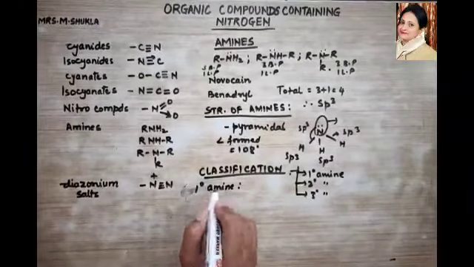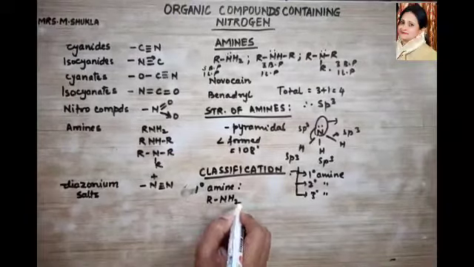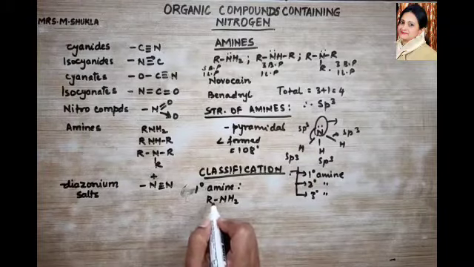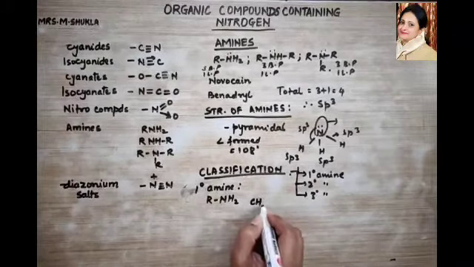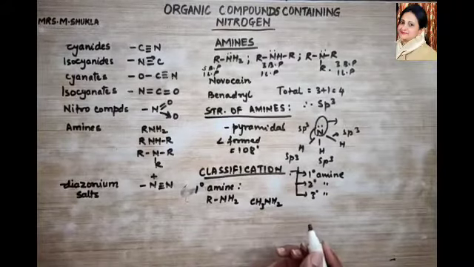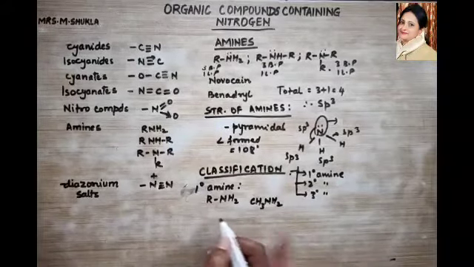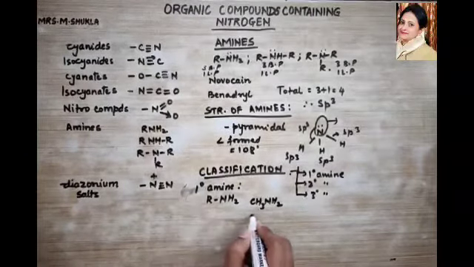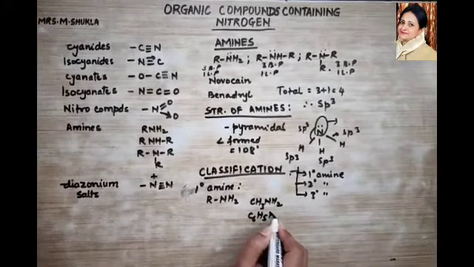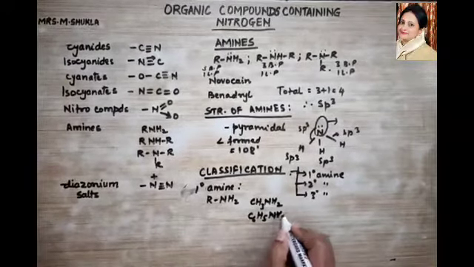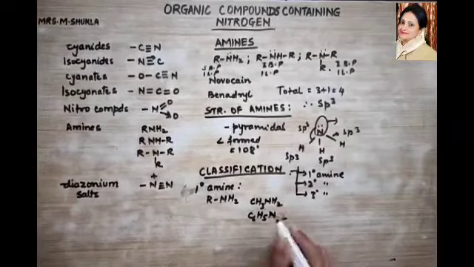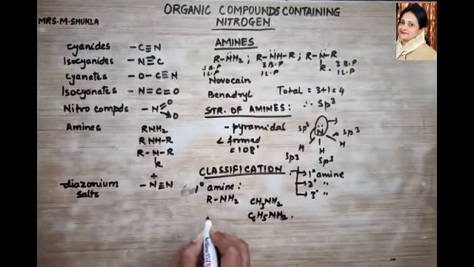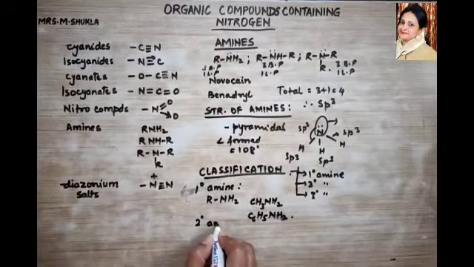So when one hydrogen from NH3 has been replaced by an alkyl group, then it is called an aliphatic amine. For example, CH3NH2. And if one hydrogen is replaced by the aryl group, then it becomes your aromatic amine, for example, C6H5NH2.